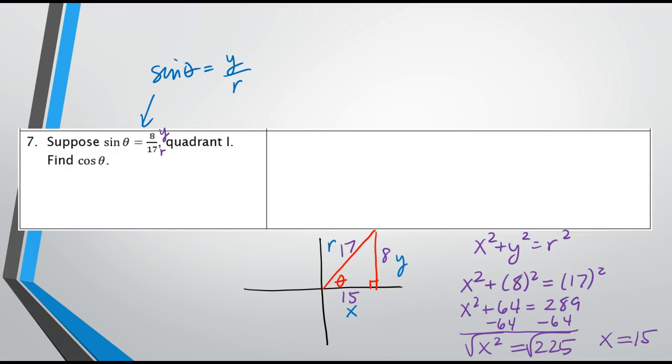So I'm done with my triangle. Everything is labeled correctly. Now it's asking me what is the cosine of theta. So you have to know that the cosine of theta is equal to x over r. So my final answer here is going to be x, which is 15, over r, which is 17.